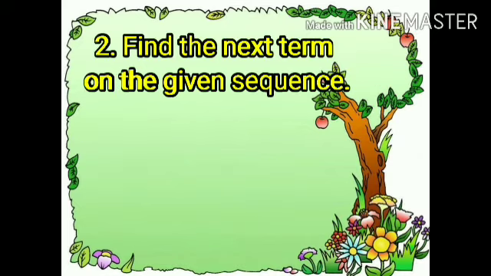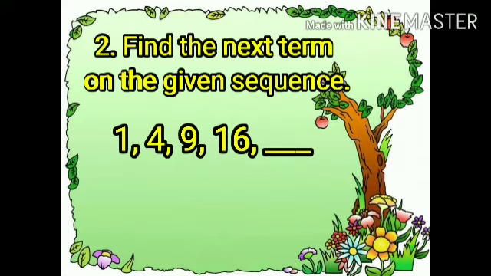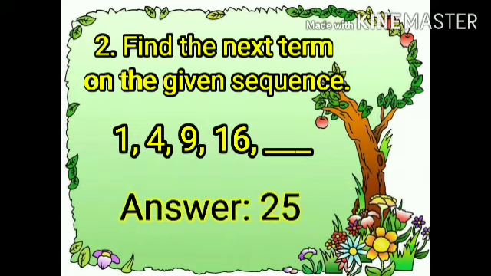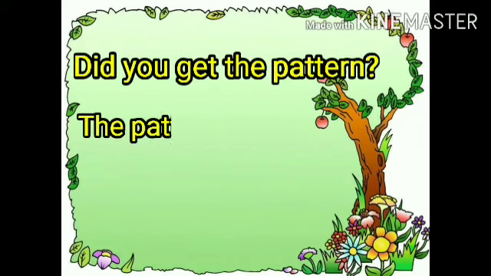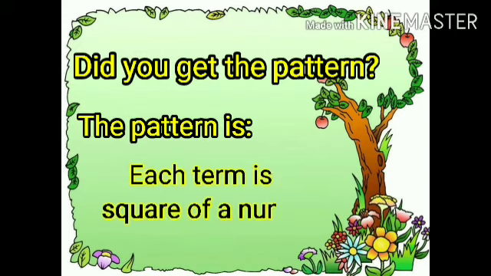Number 2 example, find the next term in the given sequence 1, 4, 9, 16. The next term is 25. Did you get the pattern? The pattern is each term is a square of a number.